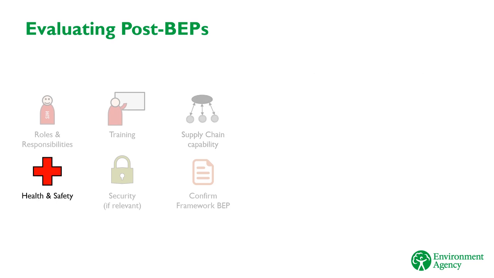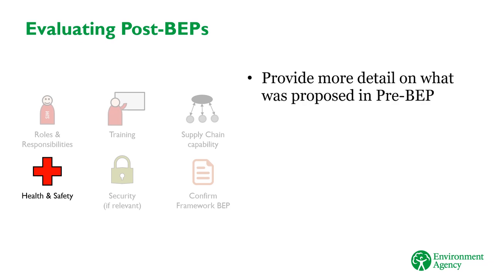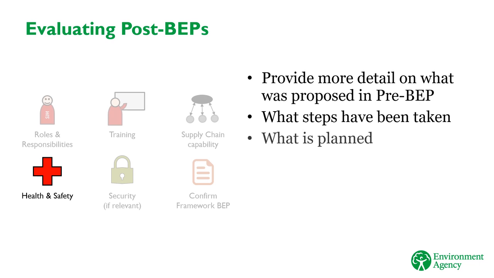The health and safety section of the Post-BEP should add more detail to what was proposed in the pre-BEP. The supplier should explain what measures they've already put in place to aid in managing health and safety on the project, as well as detail on what they plan to do whilst delivering the work. Remember that this should include hazards throughout the life cycle of the asset, in other words, including operational and maintenance activities, and not just the construction phase.